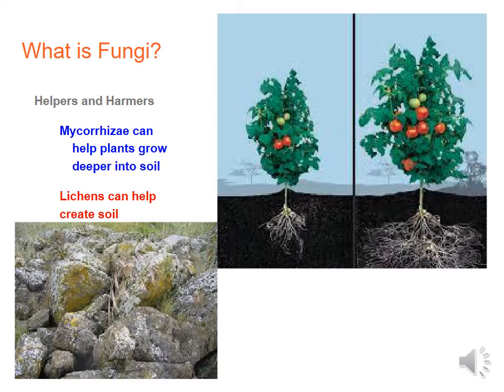So, fungi, continued. Helpers and harmers. You have mycorrhizae, which help plants grow deeper into the soil. They help process the nitrogen, that type of thing. Then you also have lichens that can help create soil.